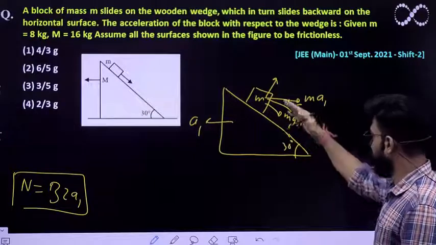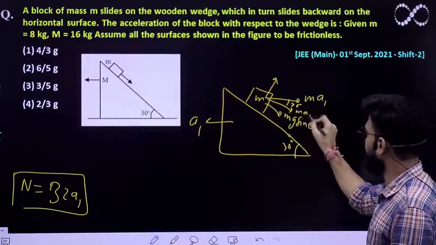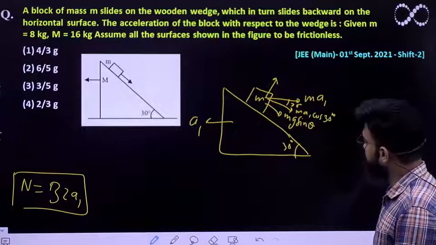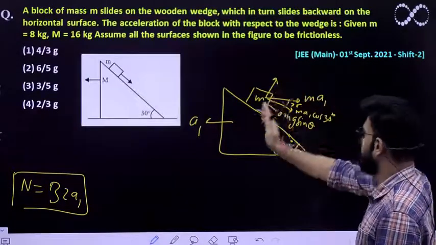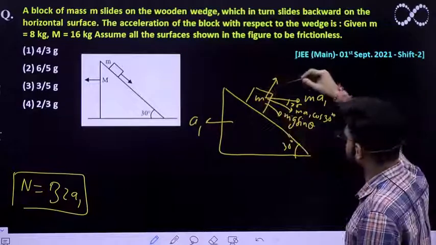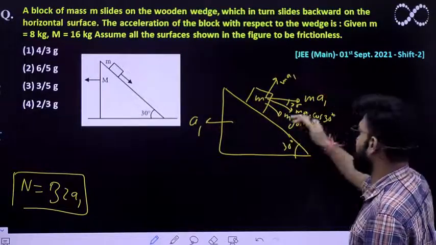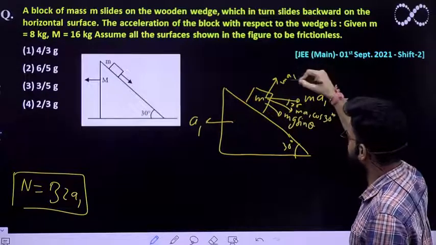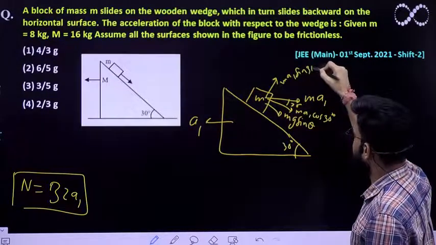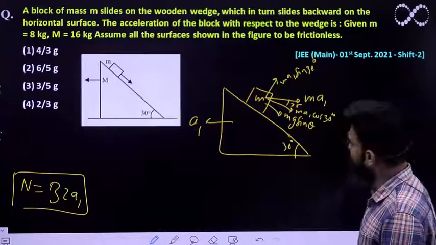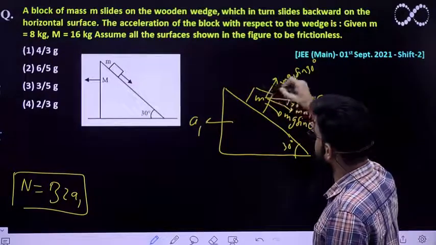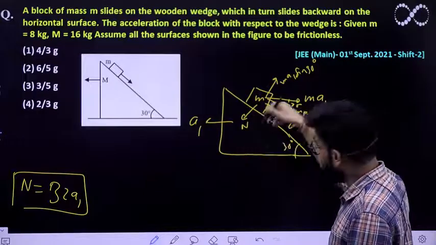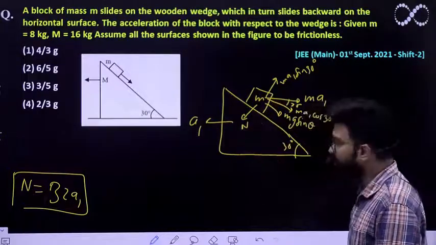So the component along this direction must be equal to m into a1 cos 30 degree. Okay, don't you think? And whatever the components along the perpendicular, it must be equal to m into a1. Since this angle is 30 degrees, this component would be m a1 sine 30 degree. And the normal is also acting in this direction. Normal, which is a force applied on the wedge, is N.